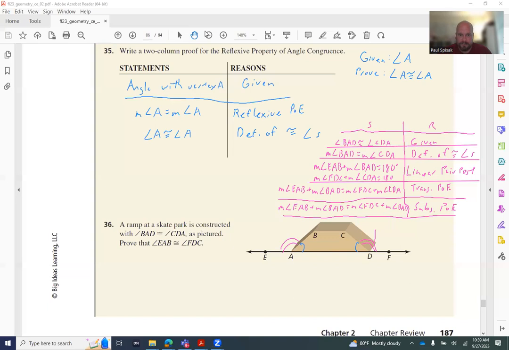Last line is what we're trying to prove. Measure of angle EAB is equal to... I still have it equals. So there's one more step. How did I say that? Well, we subtracted. And finally, we can say that angle EAB is congruent to angle FDC. Why? Definition of congruent angles.